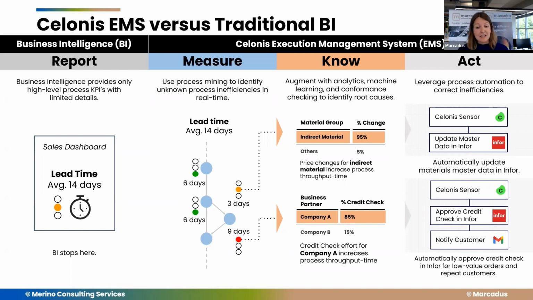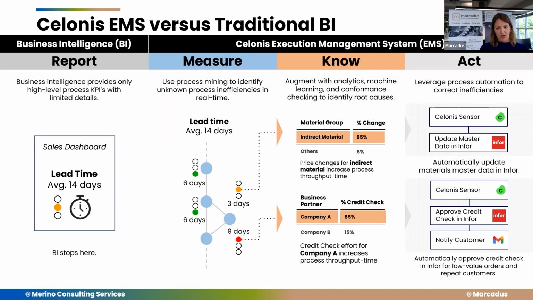We can see increasing lead times at certain activities. And when we really deep dive into these activities, we can identify root causes. In this case, we are seeing material group, that indirect materials are having a lot of changes. Or for example, a business partner where the company takes a lot more time to do the credit check.